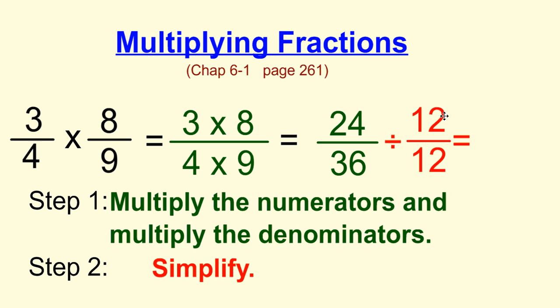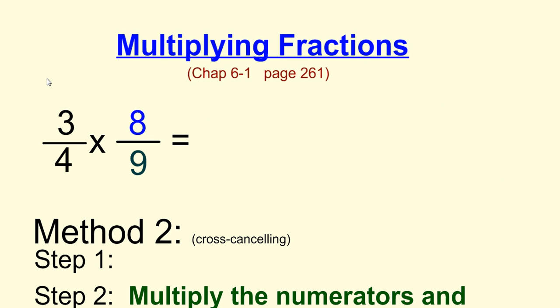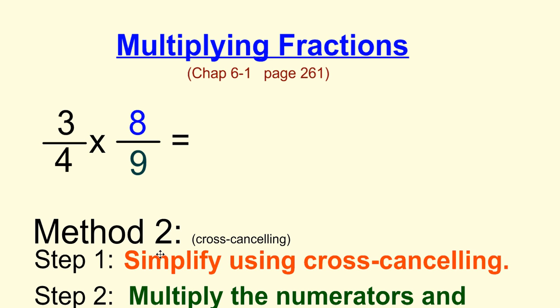We can divide by the greatest common factor, or if you didn't recognize that 12 went into both numbers, maybe you first divided by 4 and then divided by 3. Either way, you would come up with the answer of 2/3. Now, this second method is actually going to be a little bit easier if you learn how to do it correctly. Step 1 is to simplify using cross-canceling.